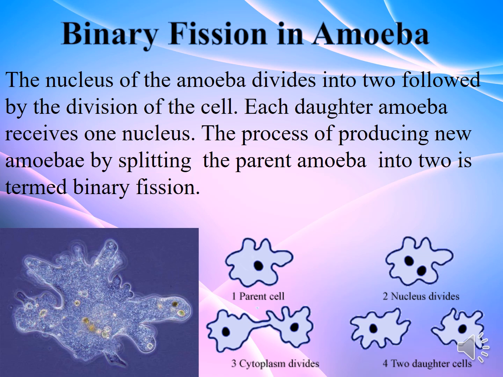Second type of asexual reproduction is binary fission in amoeba. You have studied about the structure of amoeba last year. The nucleus of the amoeba first divides into two. It is followed by the division of the cell into two. Each daughter amoeba or new amoeba receives one nucleus. This process of producing new amoebae by splitting the parent amoeba into two is termed binary fission.